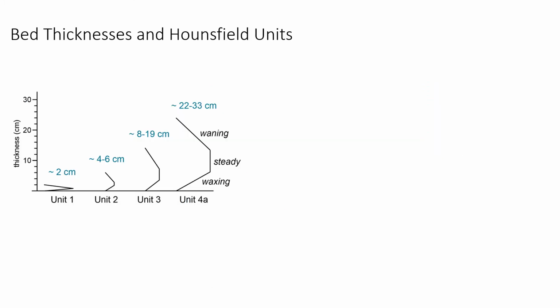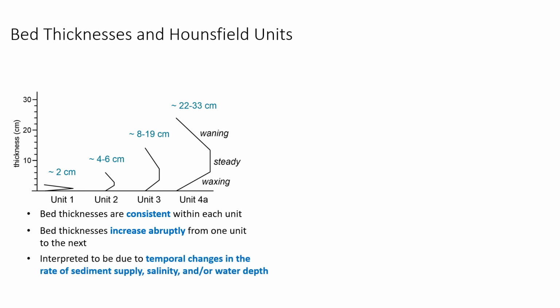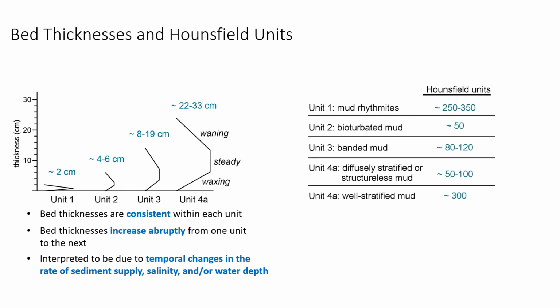So what I'd like to also stress is that in addition to the characteristic sedimentary structures and textures that we see in beds within each unit, they're also consistent in their thickness, and the bed thicknesses increase abruptly from one unit to the next. And this is interpreted to be due to temporal changes in the rate of sediment supply, salinity, and/or water depth in the basin.